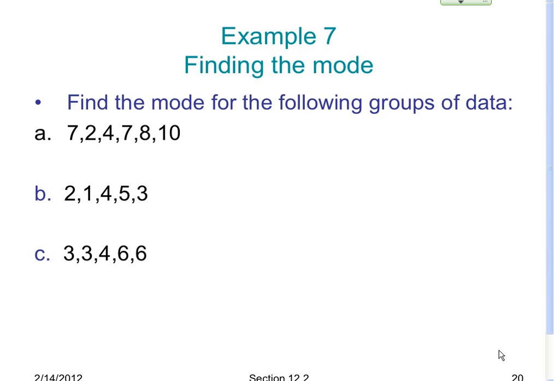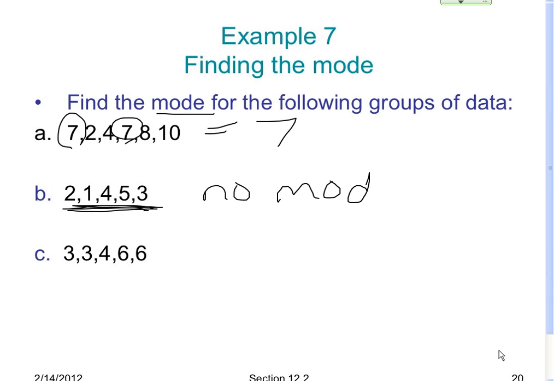So find the mode. Well, I've got two 7's, nothing else repeats, so the mode is going to be 7. For B, no repeaters, so there's no mode. I've got two 3's, two 6's, there's the same number of 3's, same number of 6's, so there's going to be two modes, both 3 and 6.